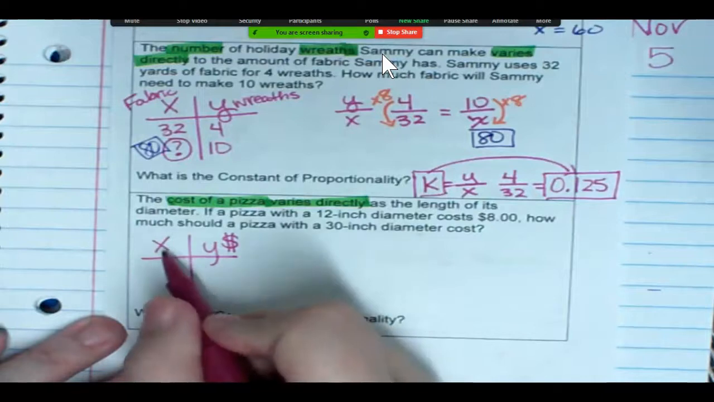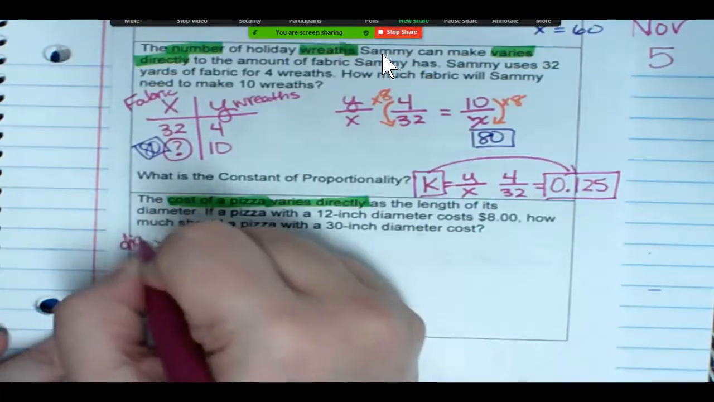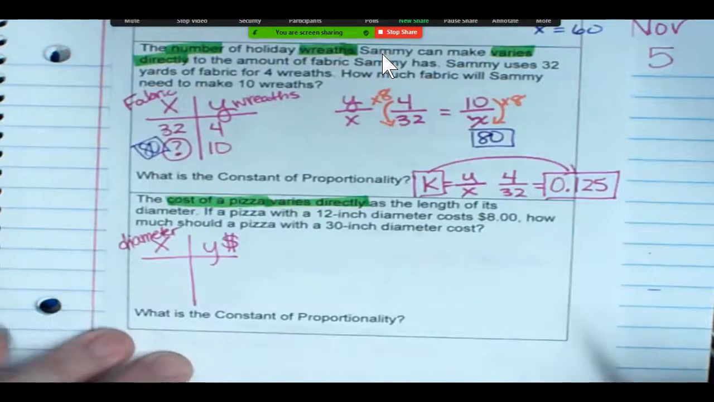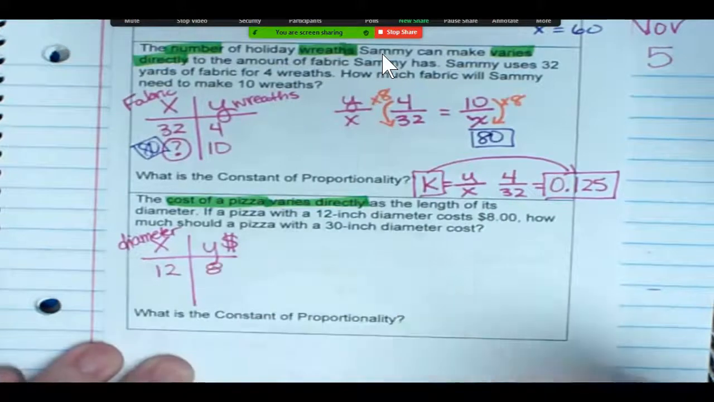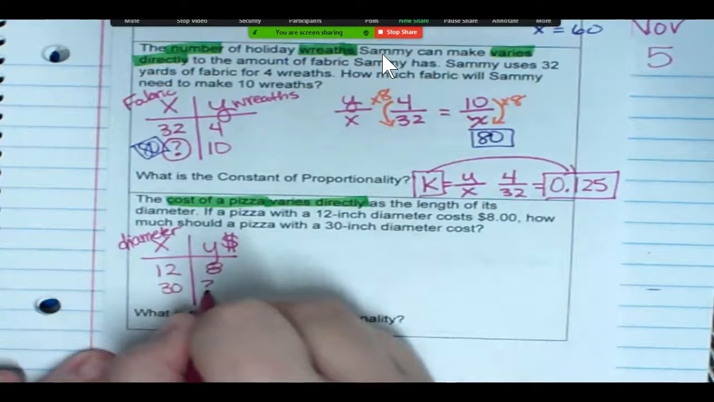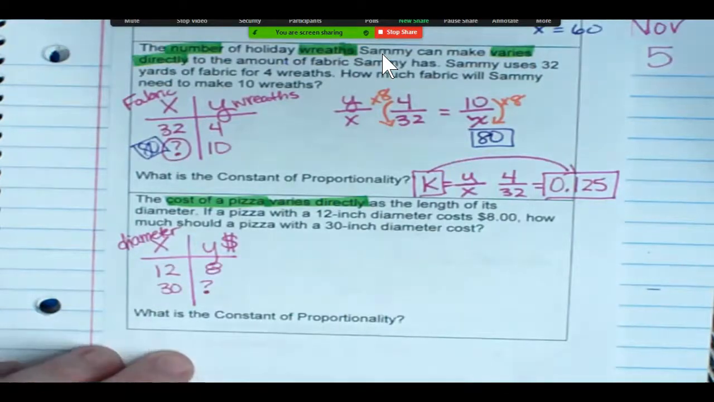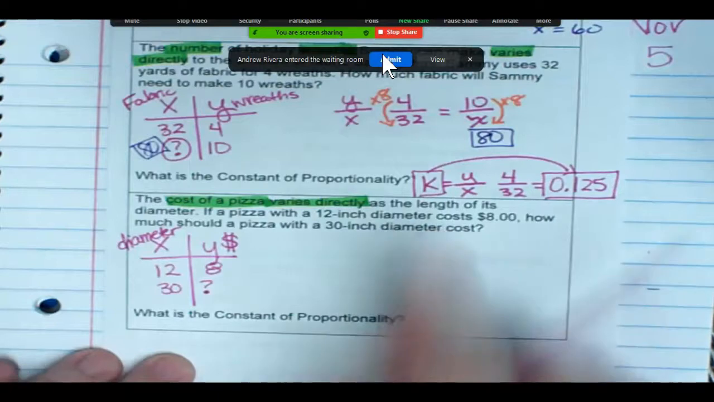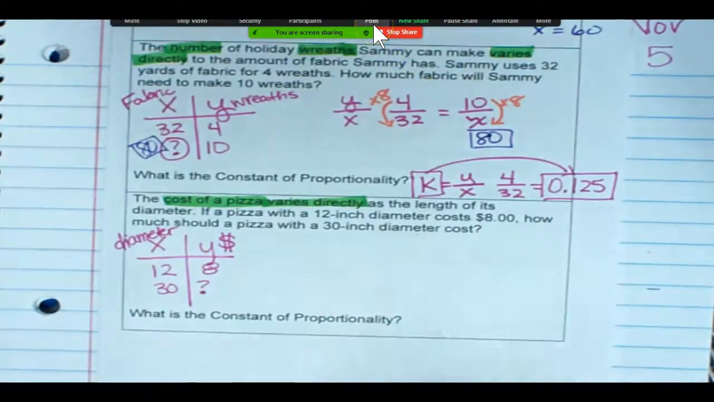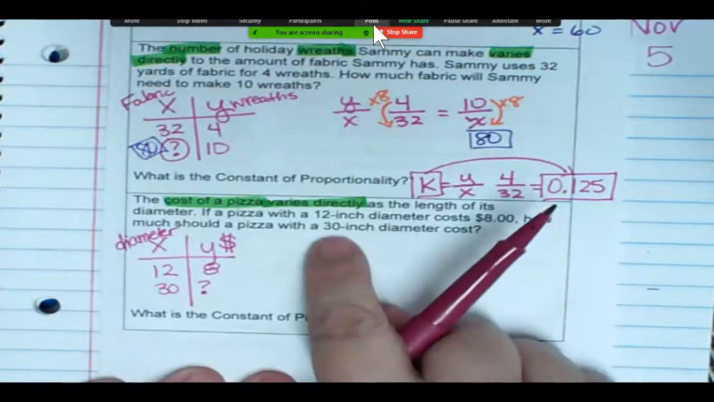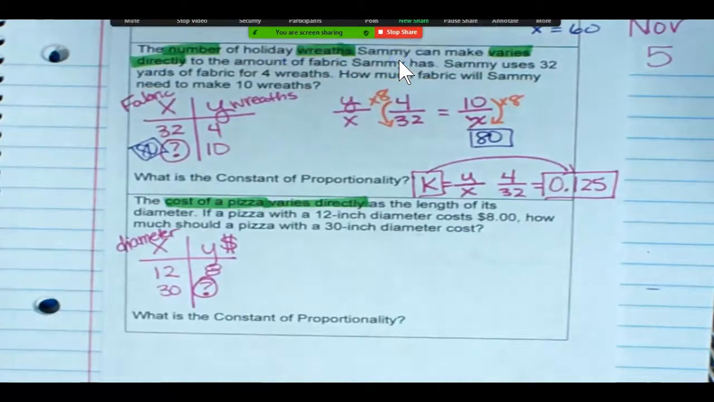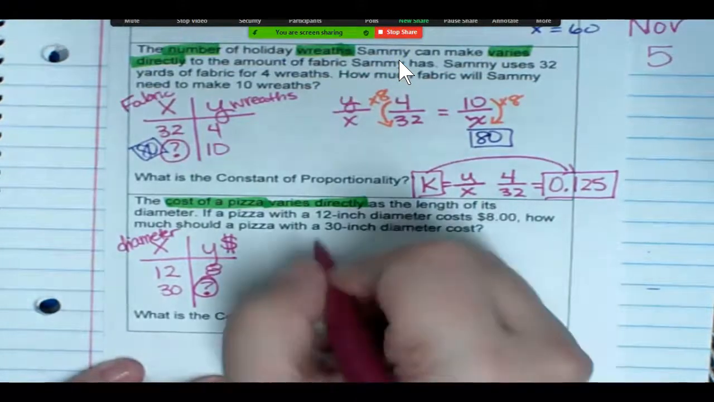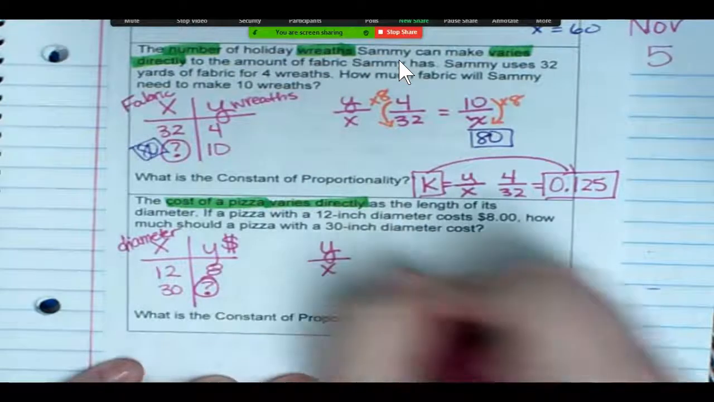So then that means x has to be the diameter of the pizza. So we know a 12-inch diameter cost $8. 30 inches is going to cost how much? My first question up here in the problem is asking for the diameter cost for 30 inches. So it's looking for a final answer. Final answer, we need to set up a proportion. We can still set it up y over x.